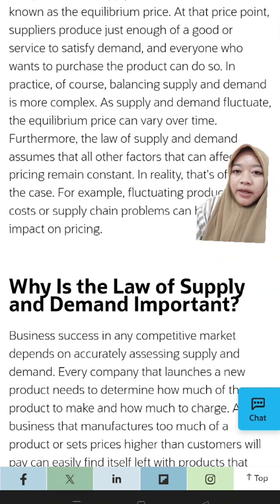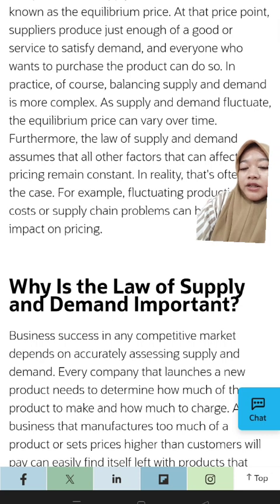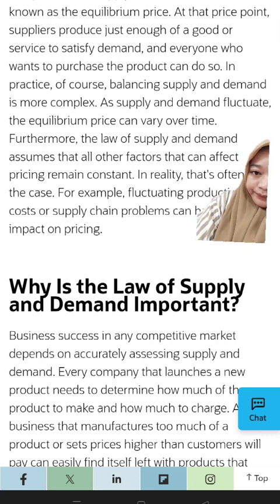Now, at the equilibrium price point, suppliers produce just enough of a good or service to satisfy demand, and everyone who wants to purchase the product can do so. In practice, of course, balancing supply and demand is more complex, as supply and demand fluctuate. The equilibrium price can vary over time.